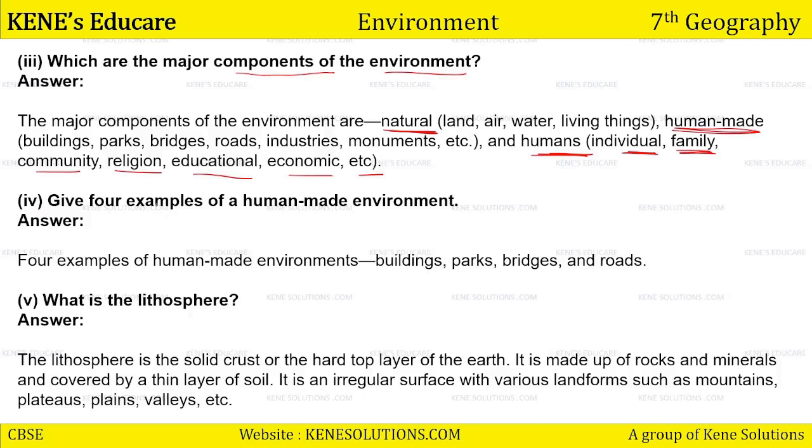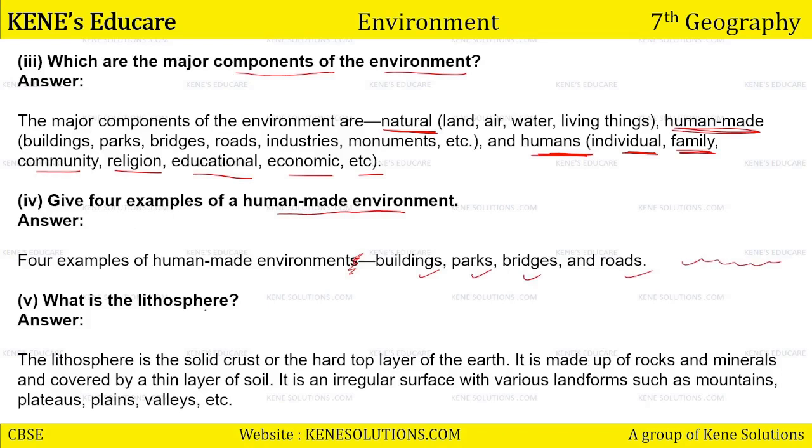Part 4. Give 4 examples of a human-made environment. Okay, not natural now. Now we are asking about the human-made environment. Four examples of a human-made environment would be buildings, parks, bridges, roads. You can add more examples also.